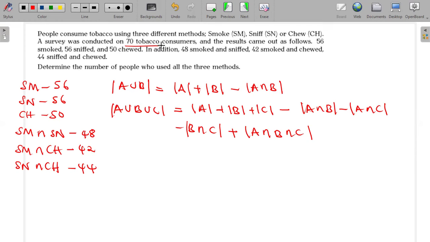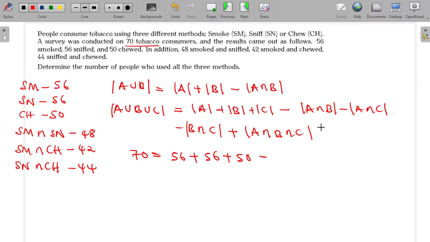So here they're telling us 70 tobacco consumers, those that took part in the survey, are 70. Meaning if we combine those that smoked, sniffed, and chewed, all together they were 70. So we put 70 there. Then those that smoked were 56, those that sniffed were also 56, and those that chewed were 50.